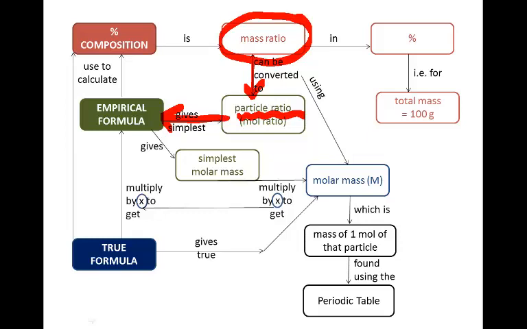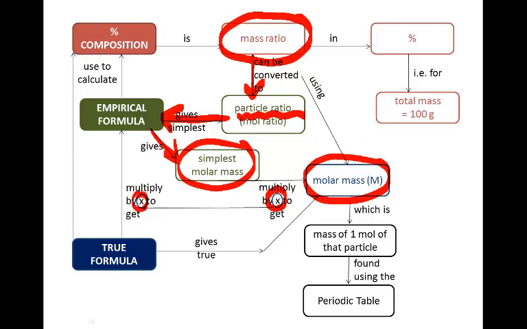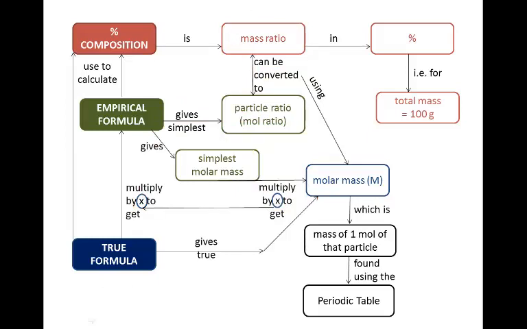Then what about true formula? Once the chemist knows the true molar mass, he or she can compare that to the simplest molar mass that you get from the empirical formula, and from that comparison find out the factor by which they are different to get the true formula. Let's get some concrete examples to see how this works.